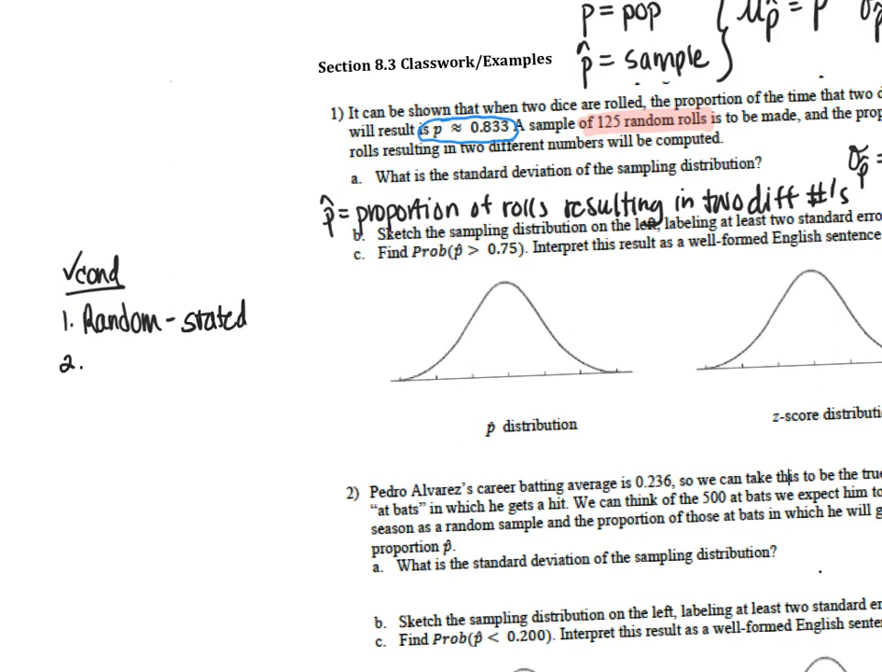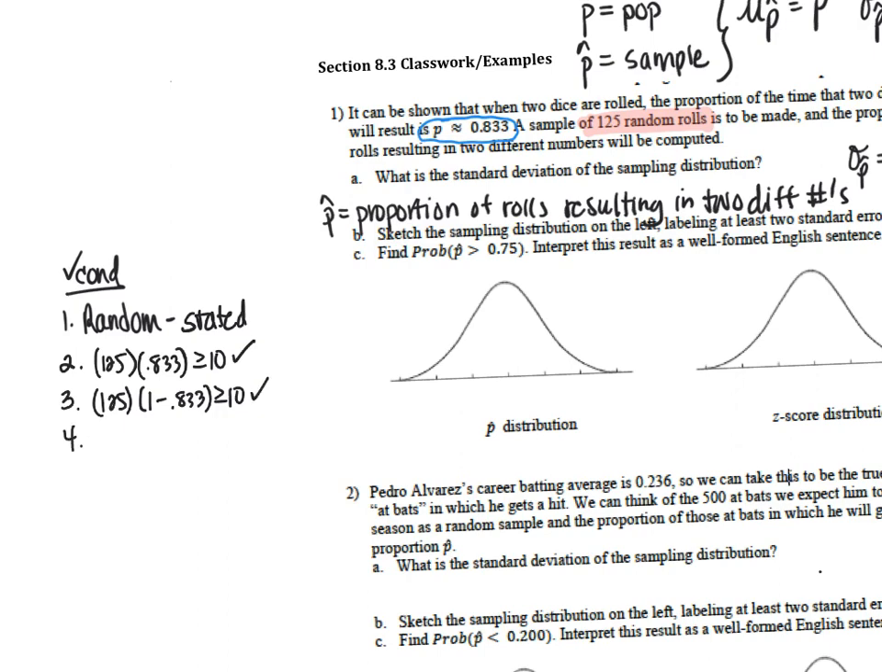Condition number two, we have to follow that formula, n times p in this case. So 125 times 0.833, is that greater than or equal to 10? And it is, so we are good. Step 3, 125 times 1 minus 0.833. Is that greater than or equal to 10? And it is, so we're good.